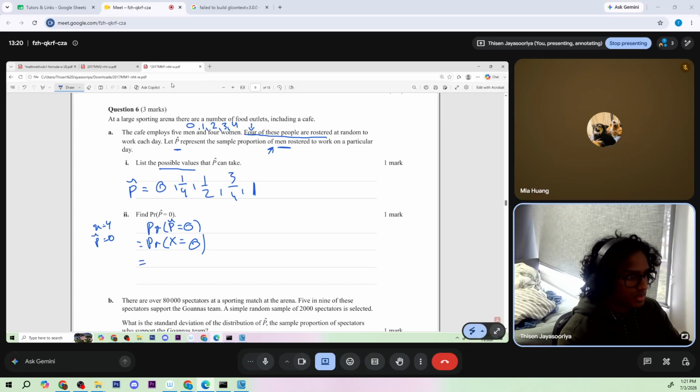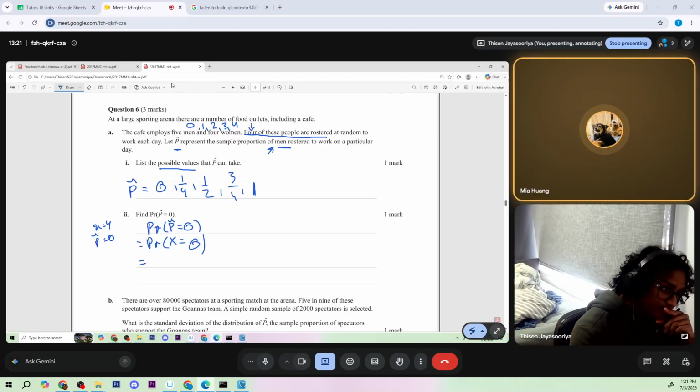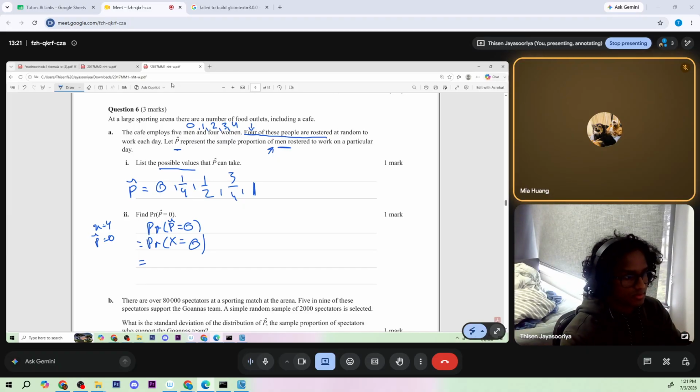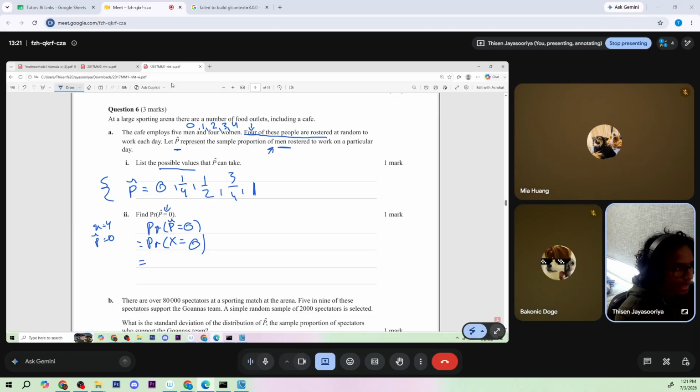Now what I do is I want them all to be women, basically. So here, wait, why is P hat equals 0? Because the question says P hat equals 0. Oh, whoops. That makes sense? Yeah. So these are my possible values of P hat, and they've just selected one. So here we want them all to be women.